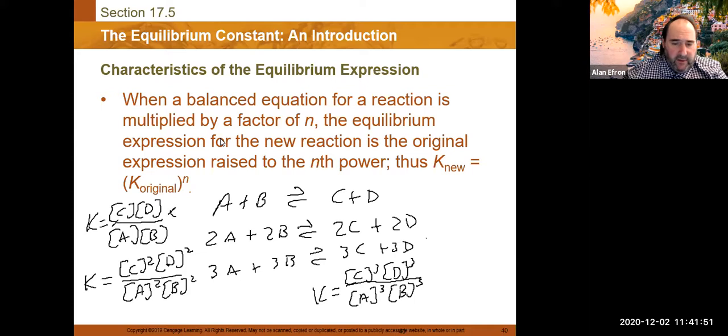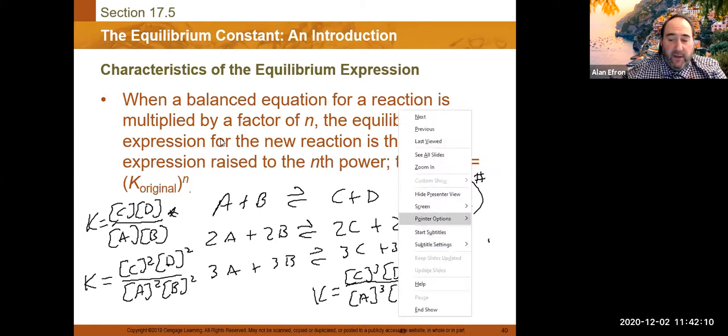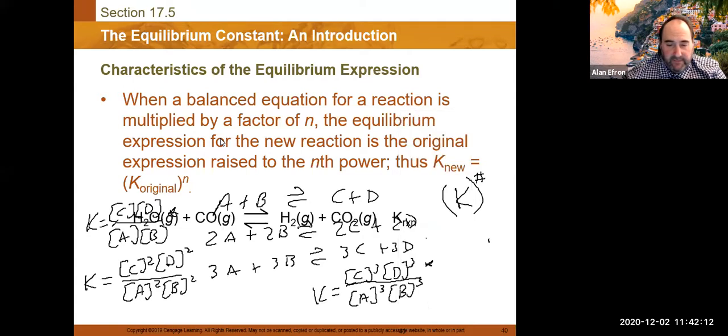So the difference between our original reaction and where we ended up by multiplying by a common number of 3 is we basically would cube it. So if you have to multiply a reaction by a common number, you then take the K to that common number. Right? So what would happen if I was in the opposite situation where I started with, say, this reaction?